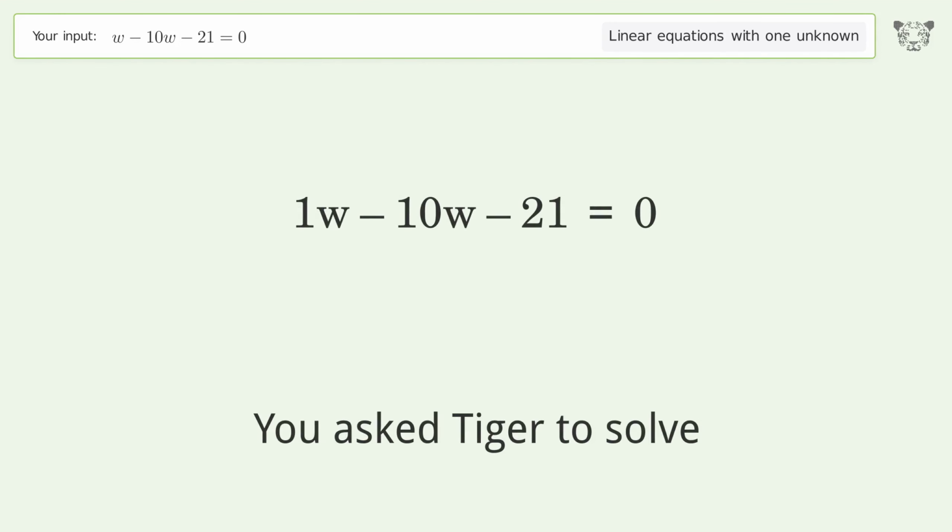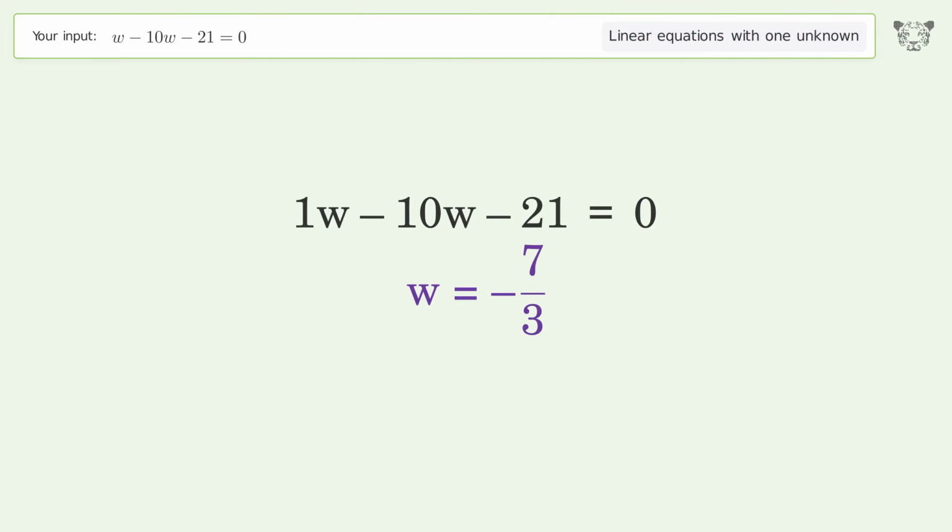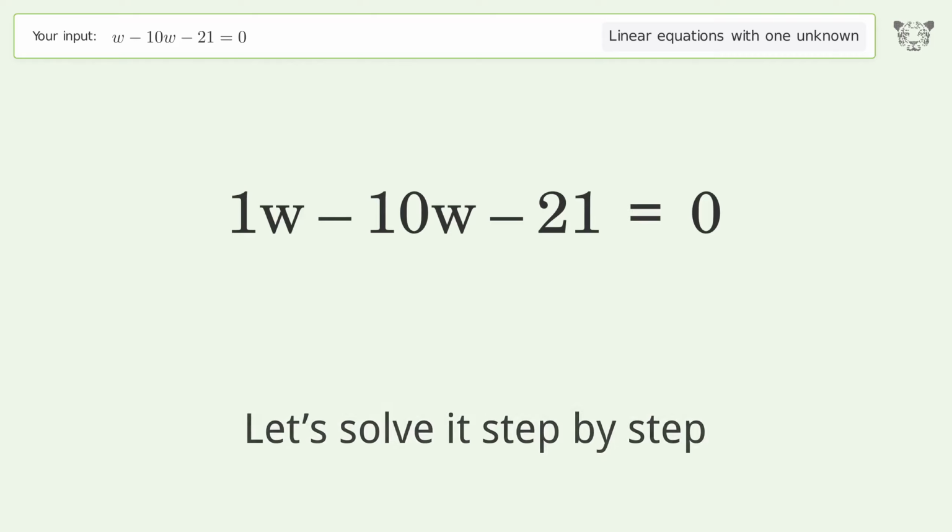You ask Tiger to solve this, which deals with linear equations with one unknown. The final result is w equals -7/3. Let's solve it step by step.